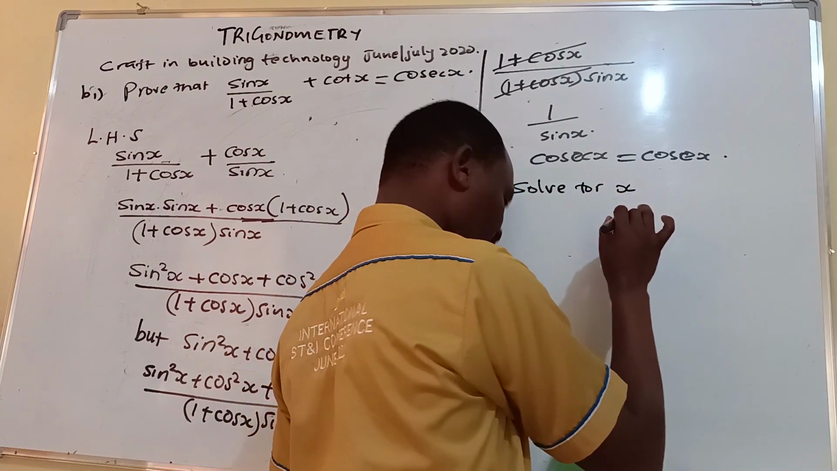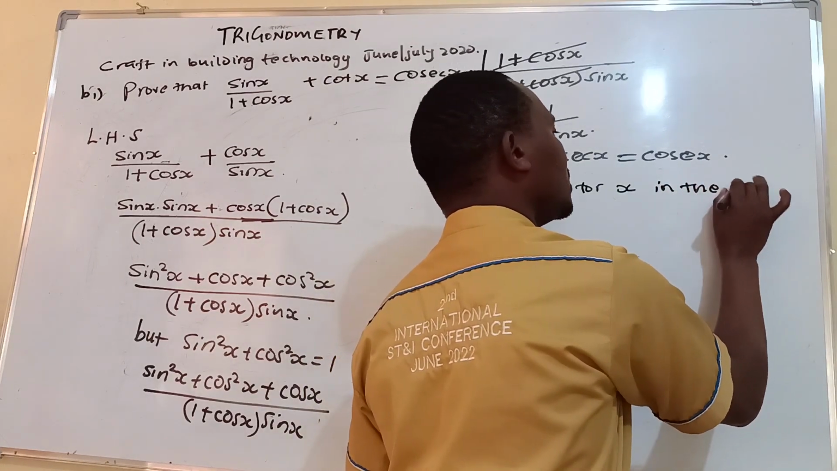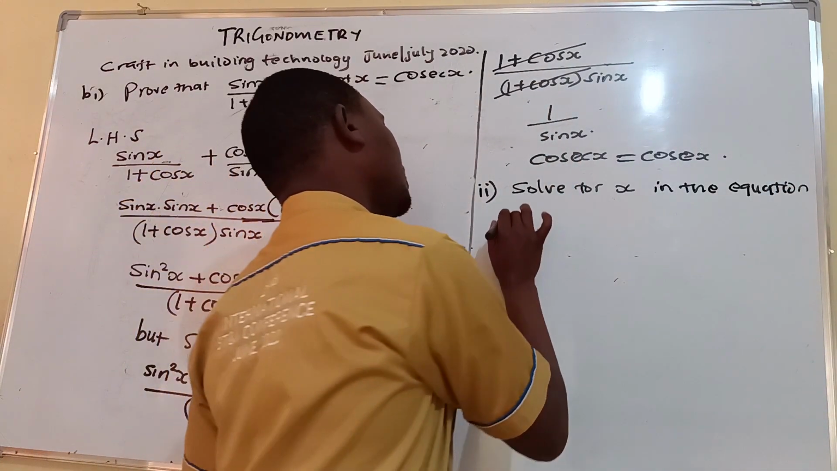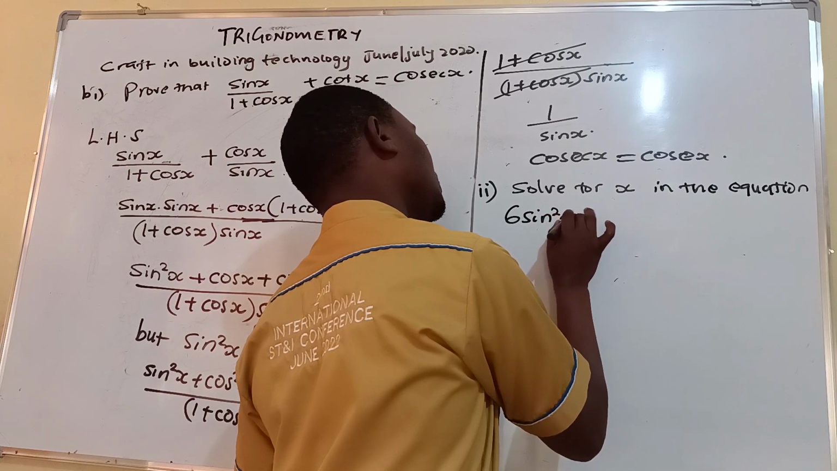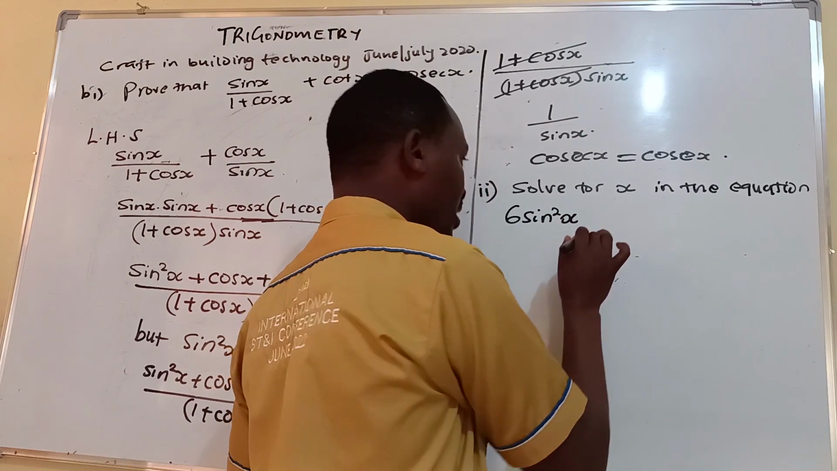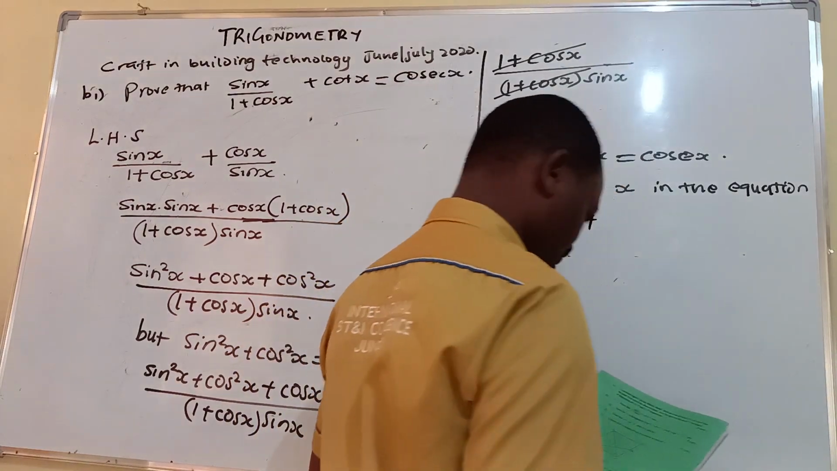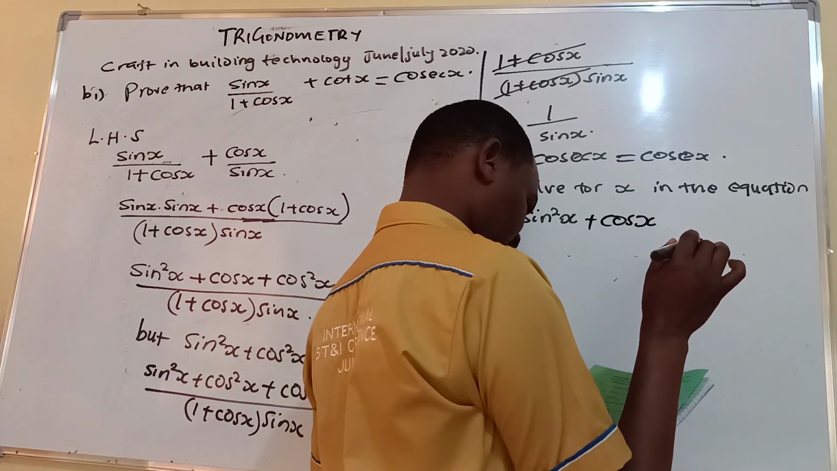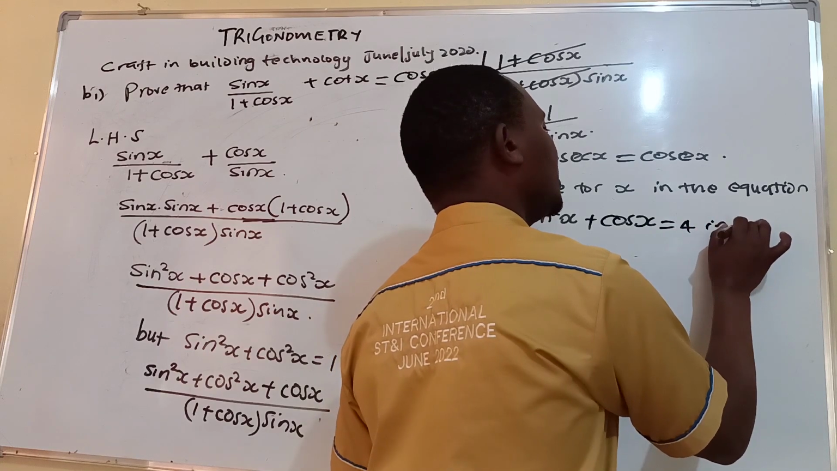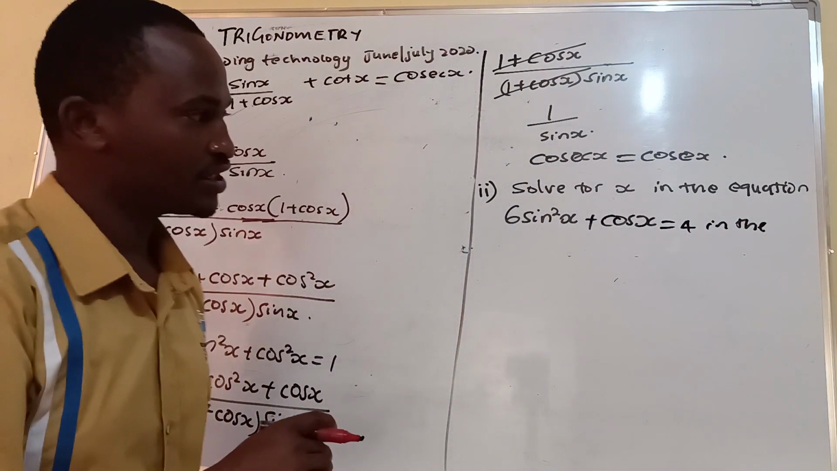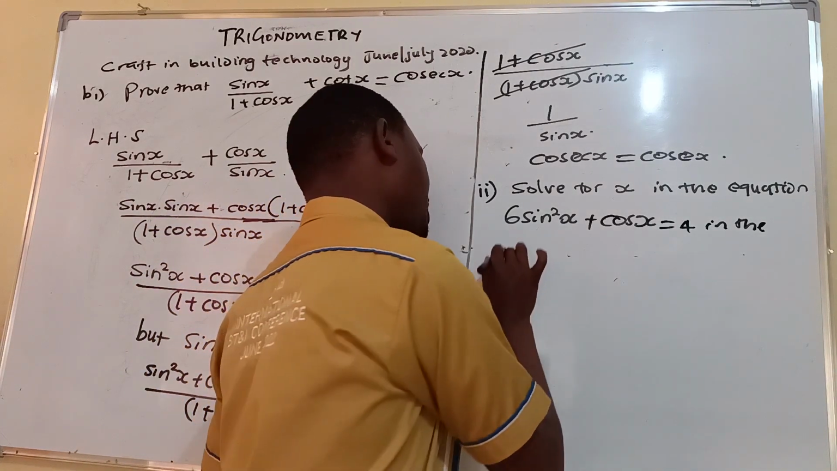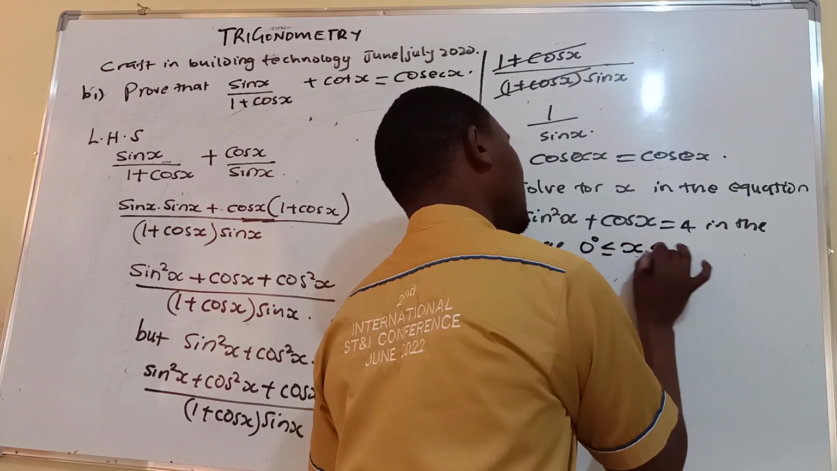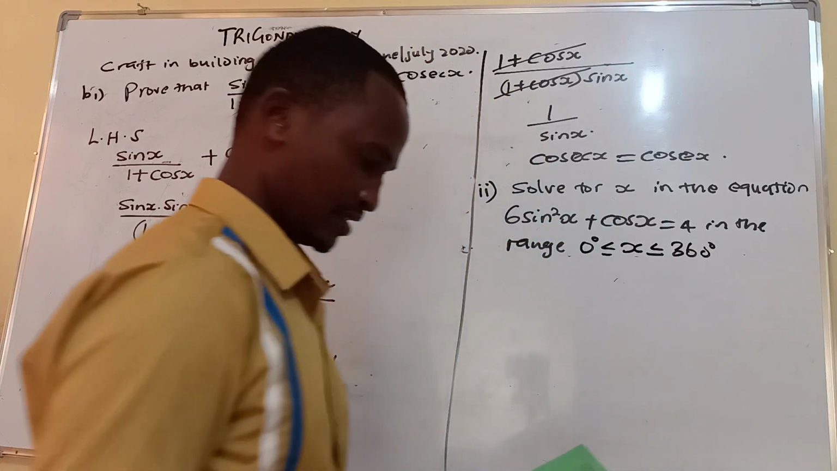Roman 2 of the same question, Roman 2 of B, we are told, so for x in the equation 6 sin squared x plus cos x is equal to 4, in the range x lies between 0 degrees and 360 degrees.